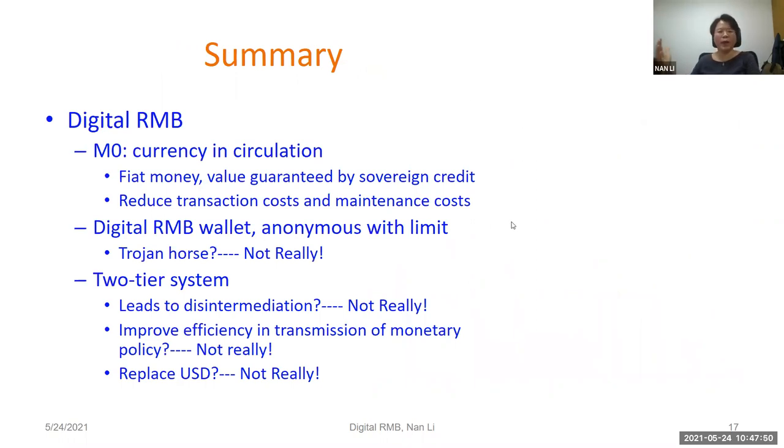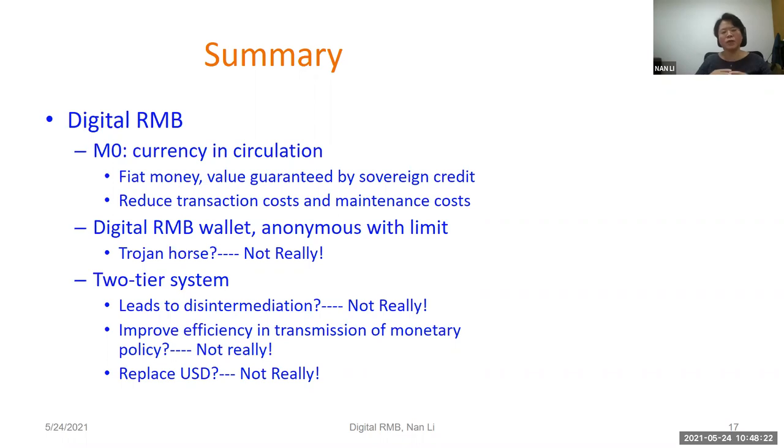In summary, we have three major features of digital RMB, or digital yuan. First of all, it is part of the currency in circulation, or part of our M0. It is to replace the physical form of fiat money. The value of the digital RMB, same as the RMB, is guaranteed by our sovereign credit, or the economic growth strength of China.